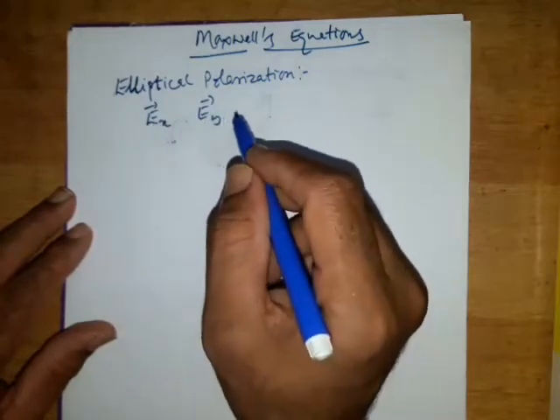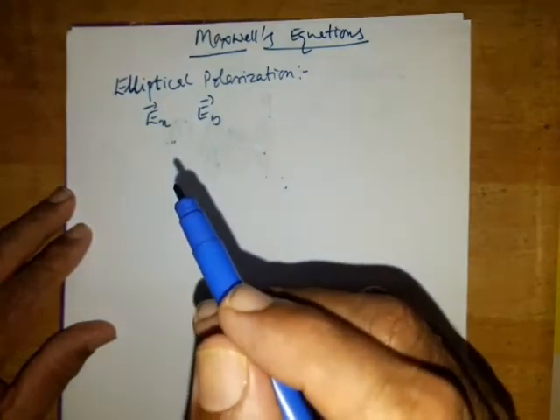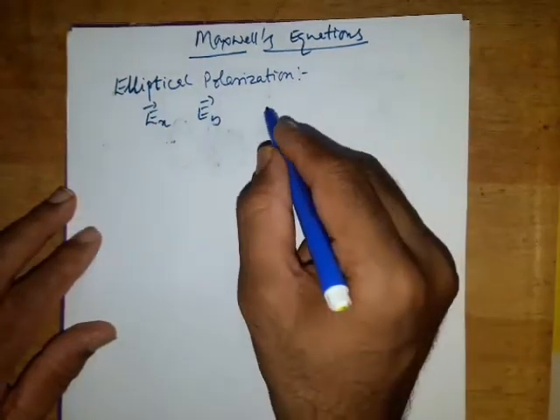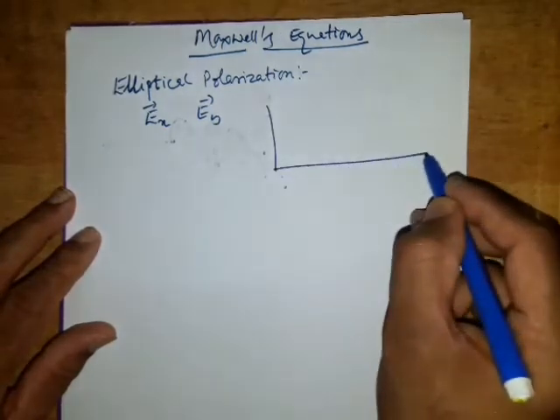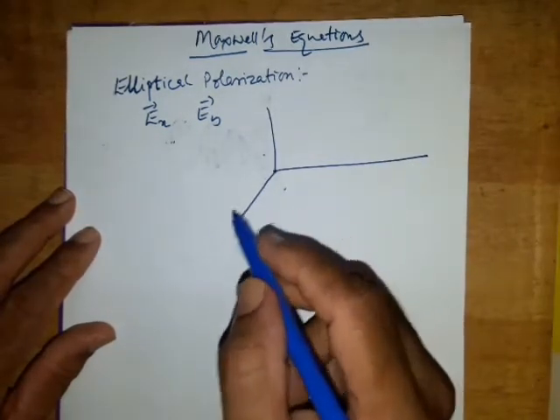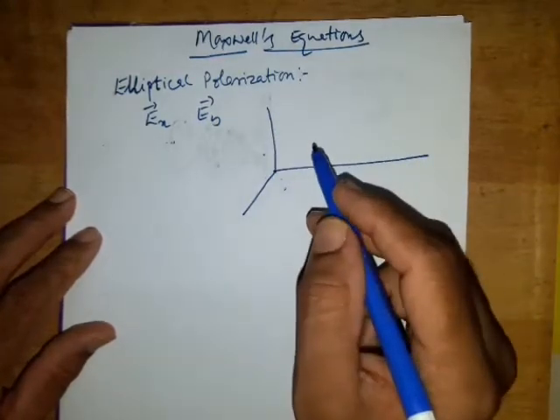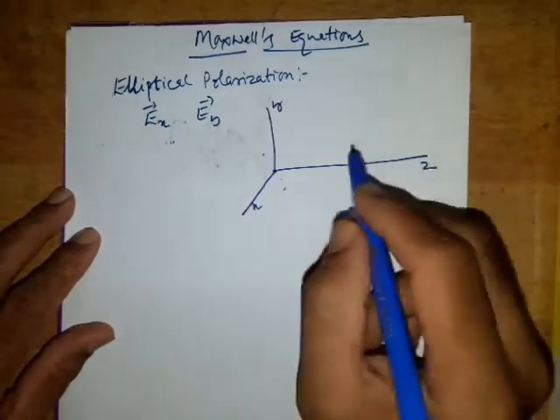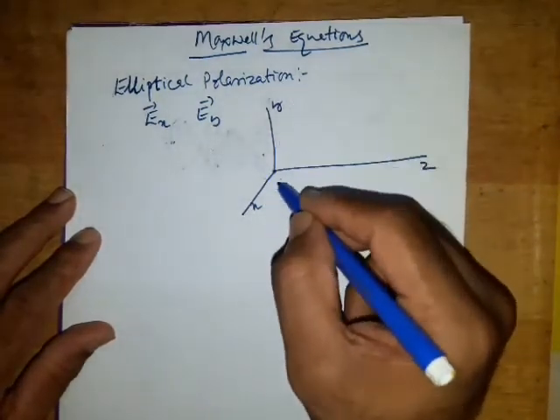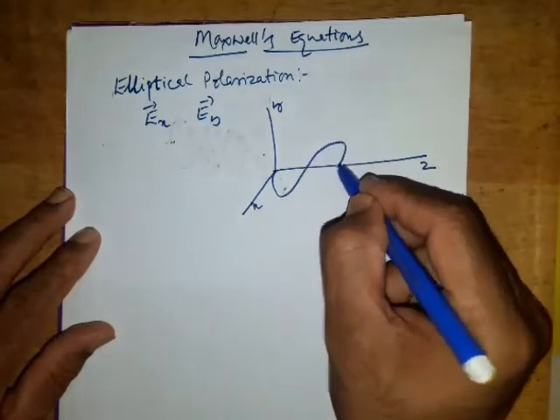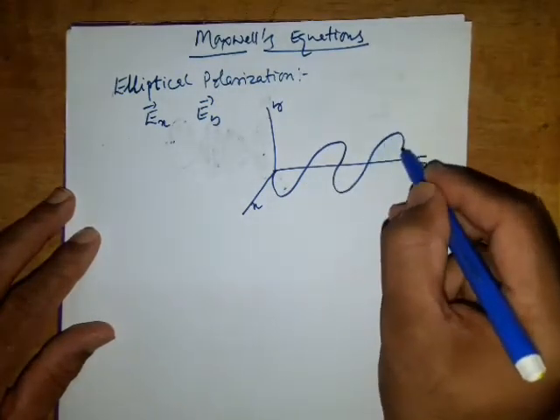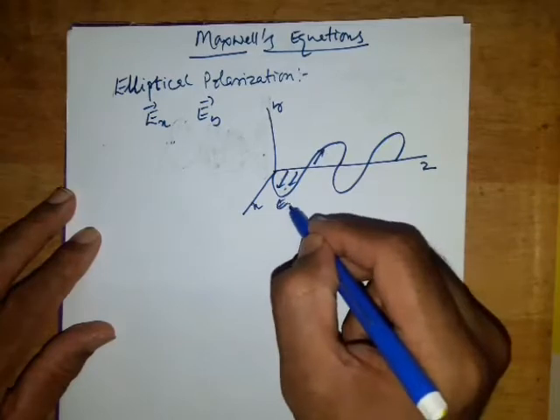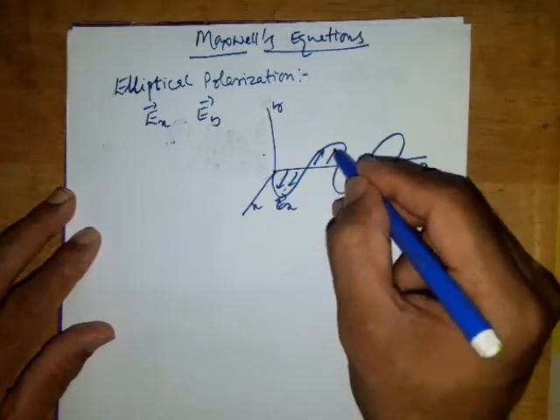If this is the case, then the resultant vector of Ex and Ey will trace a path which will be elliptical in nature. So if I take this as the y-axis, x-axis and z-axis, and here I have the wave along the x-axis like this. So this is a wave along the component. I can call this the Ex vector.